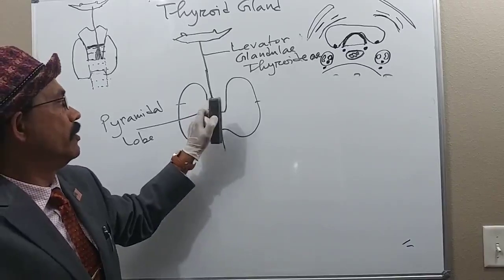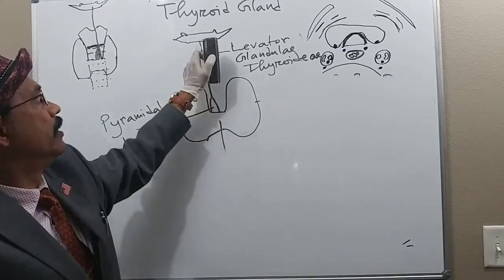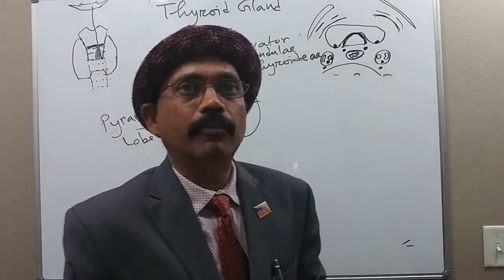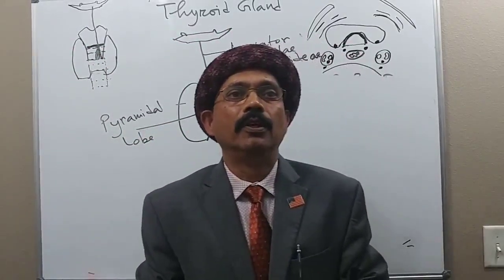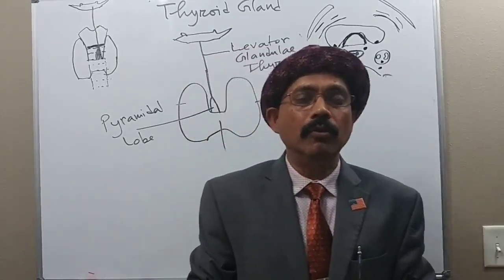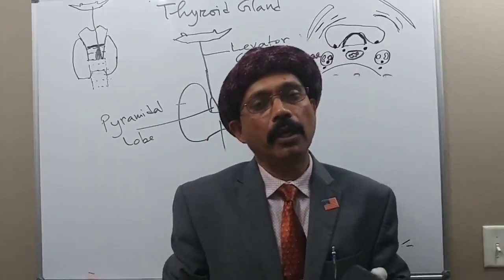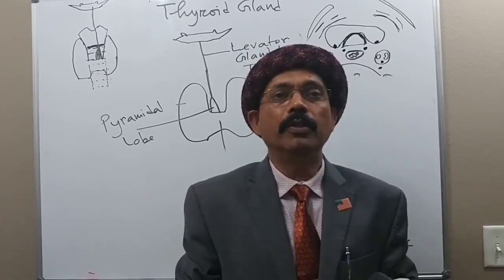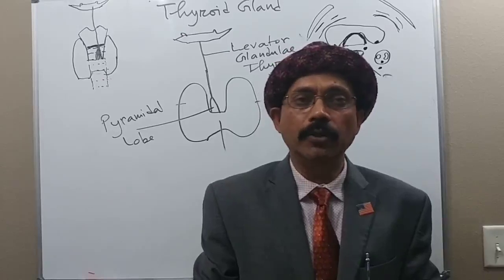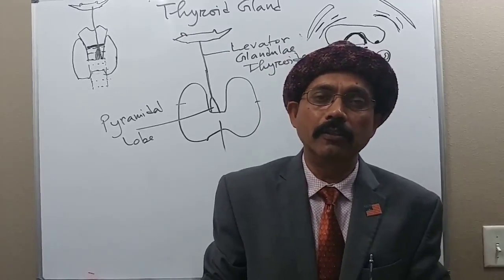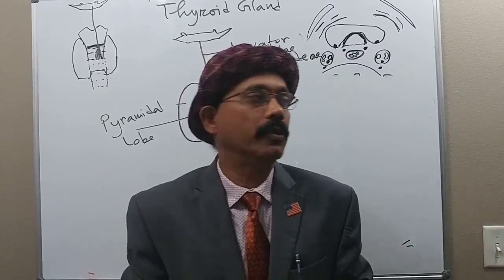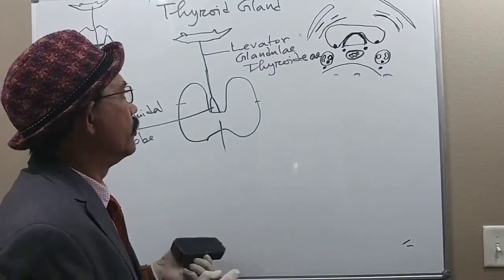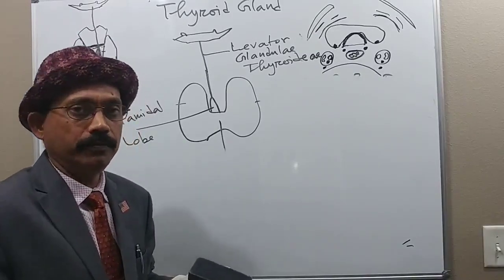It is not always present, but if it is present, you may get the levator glandulae thyroideae, a fibromuscular band. We have the left lobe and right lobe, connected by an isthmus. From the isthmus, we may get a pyramidal lobe that may be connected to the hyoid bone by the levator glandulae thyroideae.